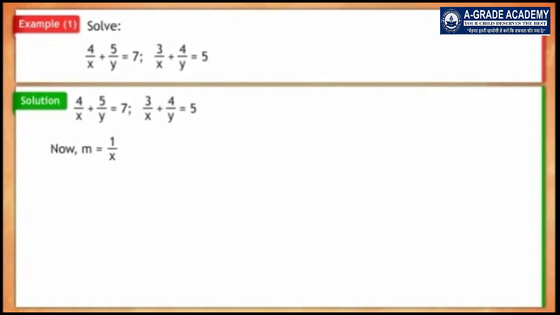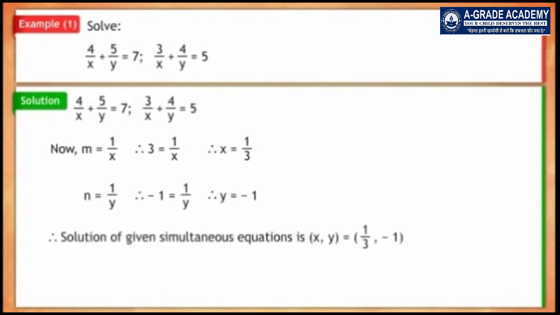Now, m is equal to 1 upon x. Therefore, 3 is equal to 1 upon x. Therefore, x is equal to 1 upon 3. n is equal to 1 upon y. Therefore, minus 1 is equal to 1 upon y. Therefore, y is equal to minus 1. Therefore, the solution of the given simultaneous equations is (x, y) is equal to (1 upon 3, minus 1).